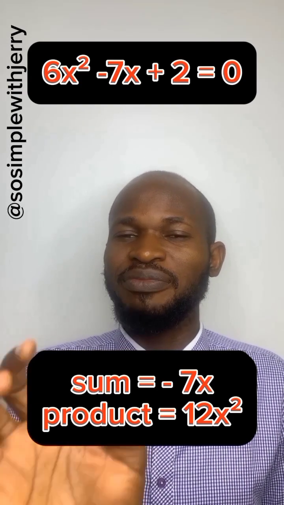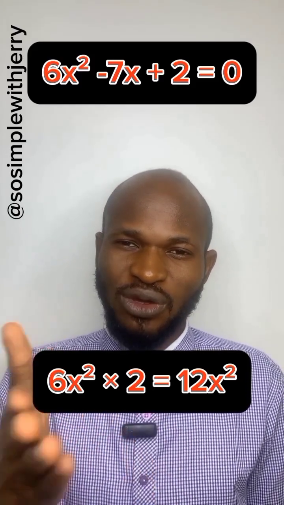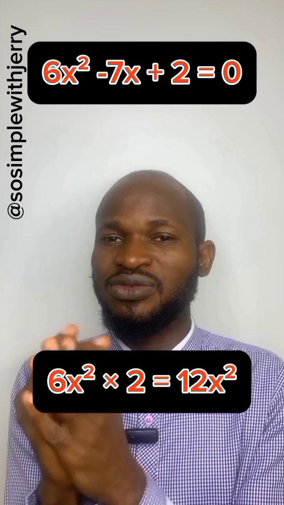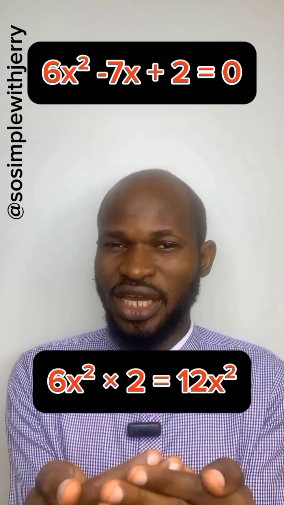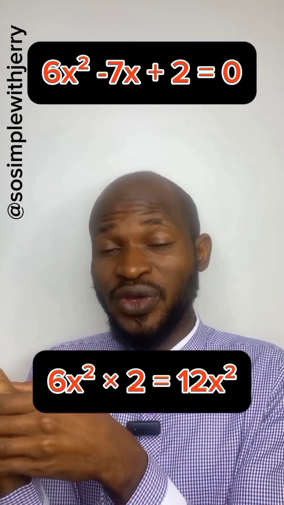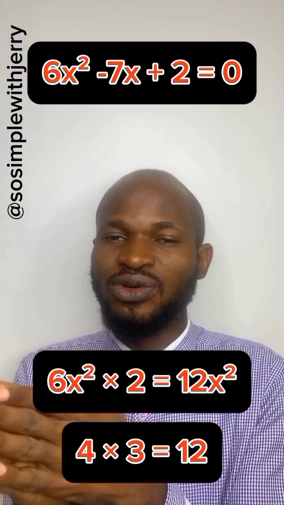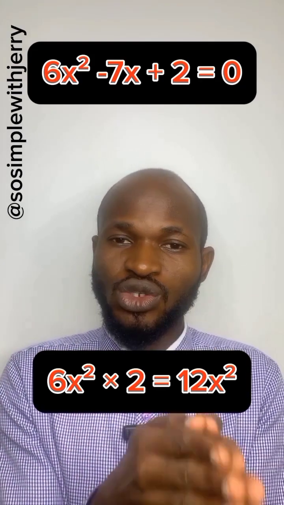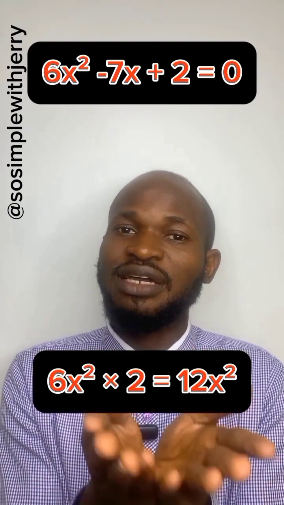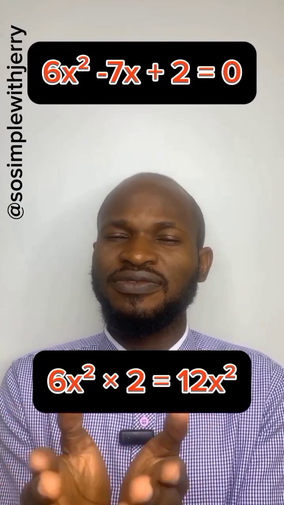So what this means is that you need to go and find the factors of 12. What are factors of a number? The numbers that you multiply together to get that number are factors of that number. So if I say 4 times 3 is equal to 12, 4 is a factor of 12, 3 is a factor of 12. If I say 2 times 3 is 6, 2 is a factor of 6, 3 is a factor of 6. If I say 3 times 5 is 15, then 3 is a factor of 15, and 5 is a factor of 15.